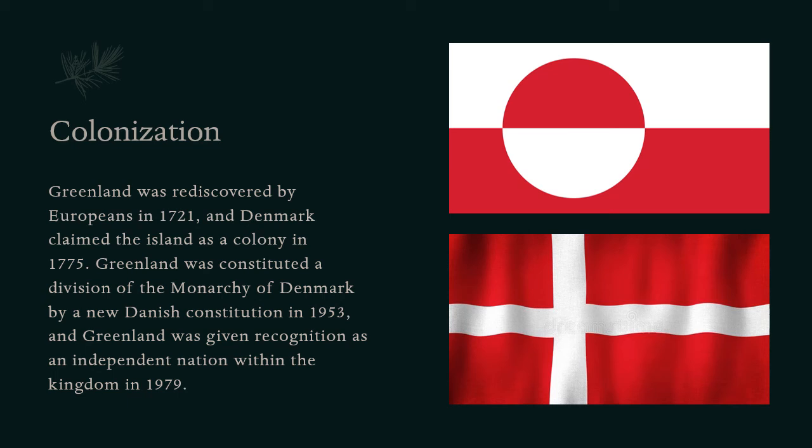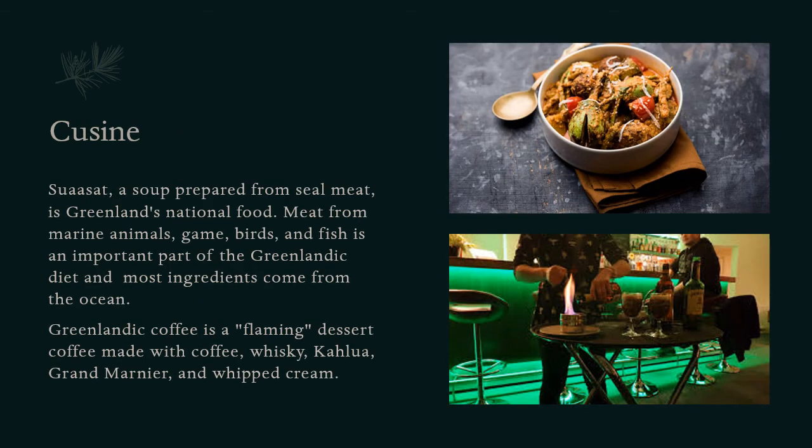Colonization. Greenland was rediscovered back by the Europeans in 1721. Denmark claimed the island as a colony in 1775. Greenland was constituted as a division of the monarchy of Denmark by a new Danish constitution in 1953, and then Greenland was given a recognition as an independent nation within the kingdom in 1979.